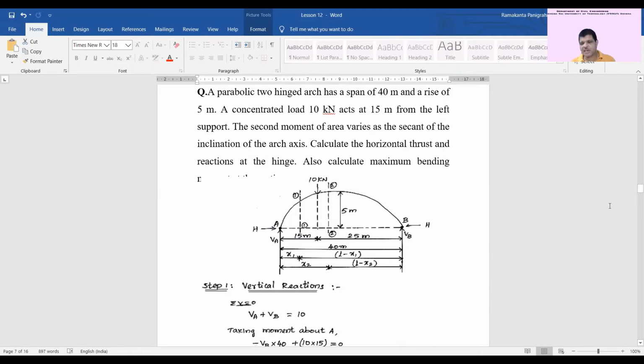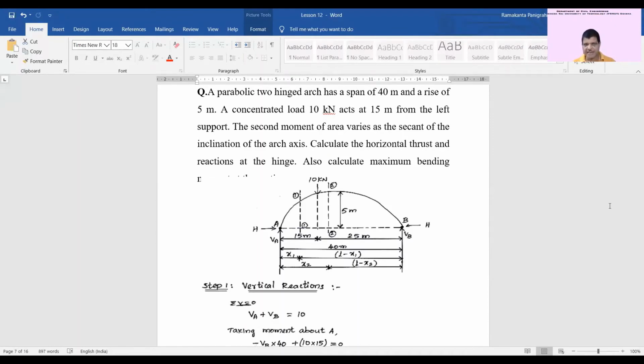Now here we will discuss similar kinds of problems, but they will be calculated from the basic fundamental equation, that H is equal to the integral of M y dx by the integral of y square dx. That formula will be considered for the calculation part.